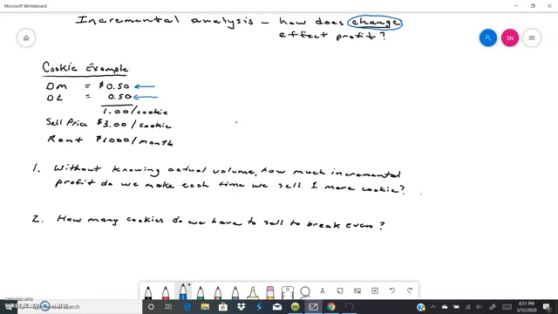So the amount of incremental profit that we're going to make on each cookie is we're going to sell each cookie for $3. So the selling price is $3. And the variable cost, or the direct cost in this case, would be $1. So each time we sell a cookie, we're going to make $2. And this would be variable costs. The $2 is what we're going to call contribution margin.